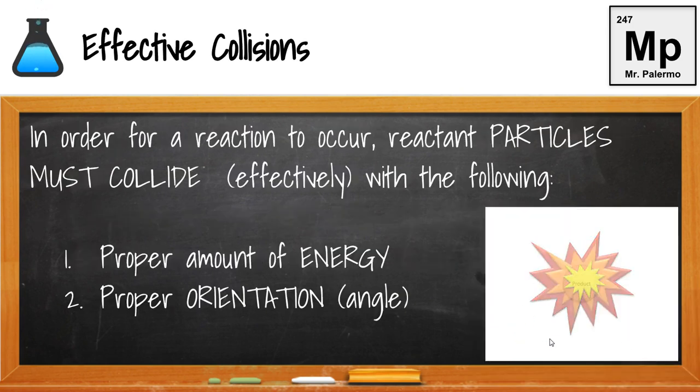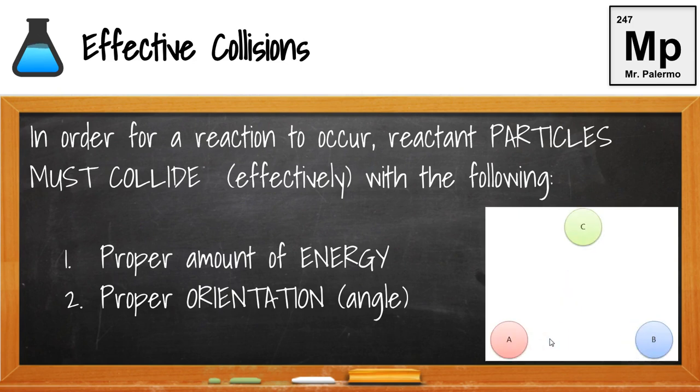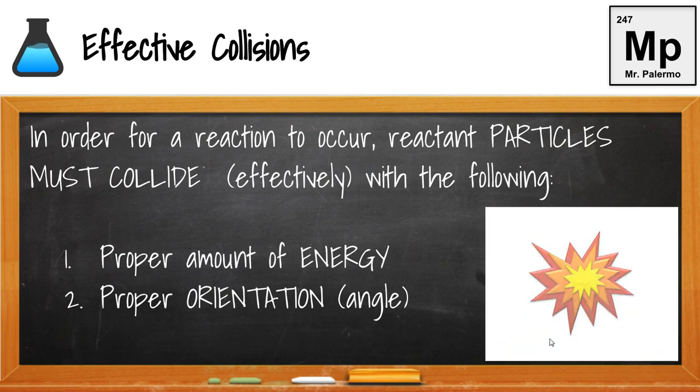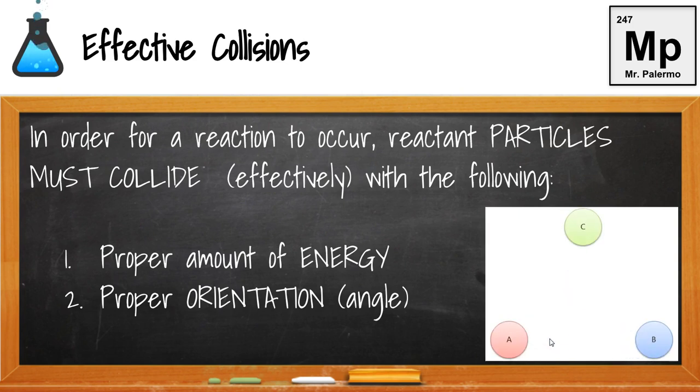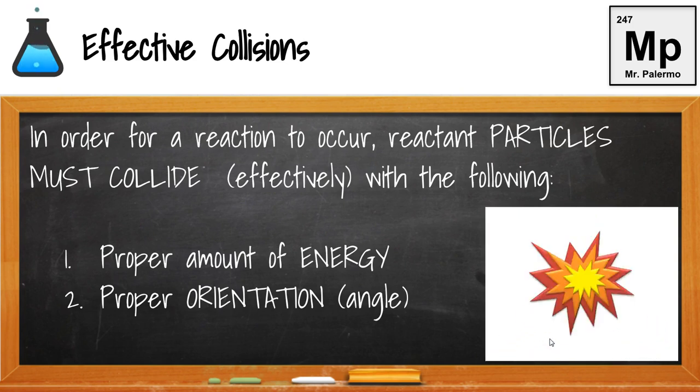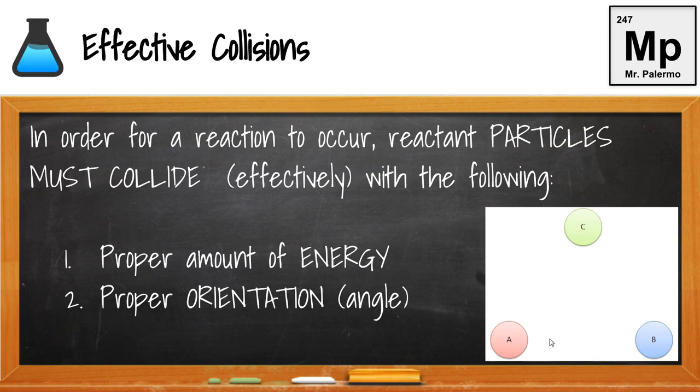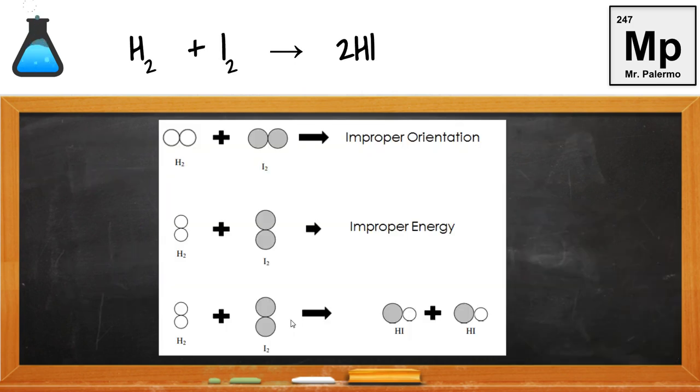So in order for these reactions to occur, we must have our reactant particles colliding effectively with the following two criteria. They must collide with the right amount of energy in order for the reaction to take place, and they must be orientated or angled properly. If one of these criteria is not met, then the reaction does not occur and we don't have an effective collision. Particles are colliding all the time, but again, not always effectively. So they need to meet those two criteria.